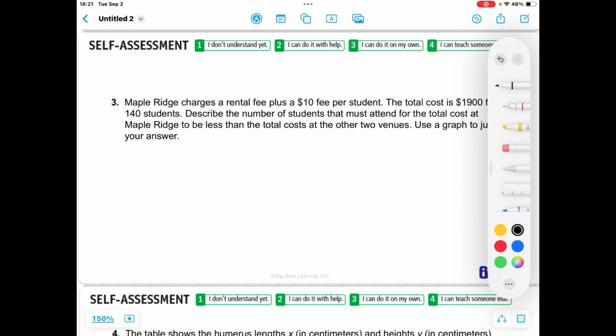So with this, you need to recognize that this rental fee is going to be our B, and this $10 per student, this is our slope. That slope is $10 per person. Unit rate. That's what it is. Unit rate. Okay, there we go.